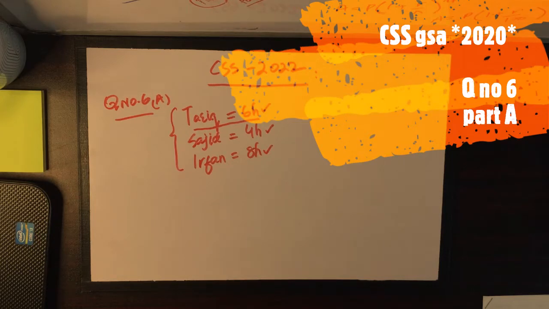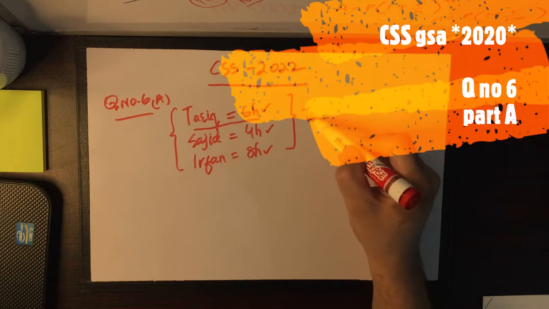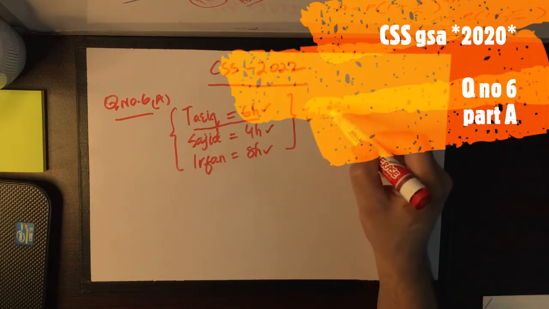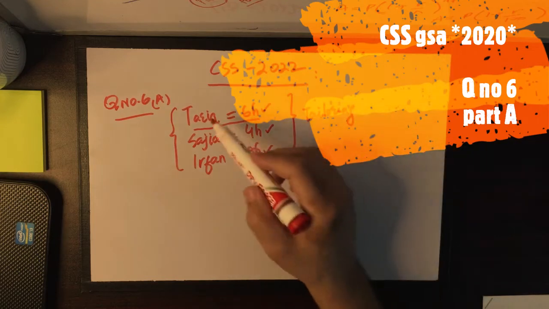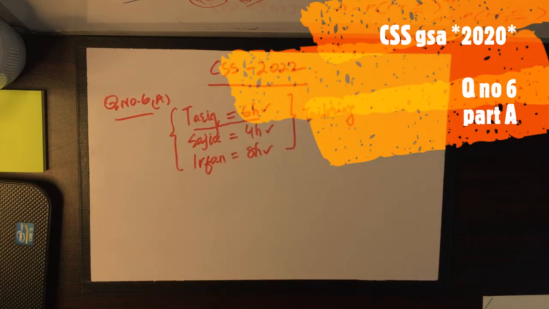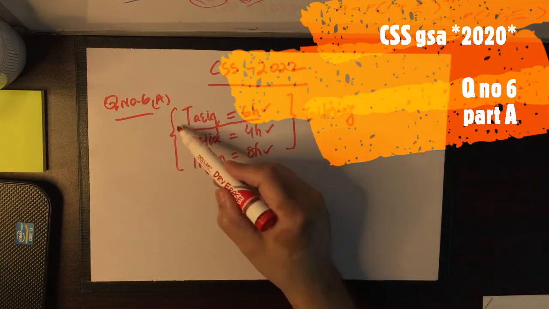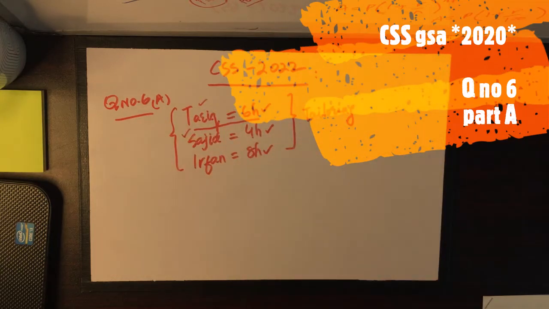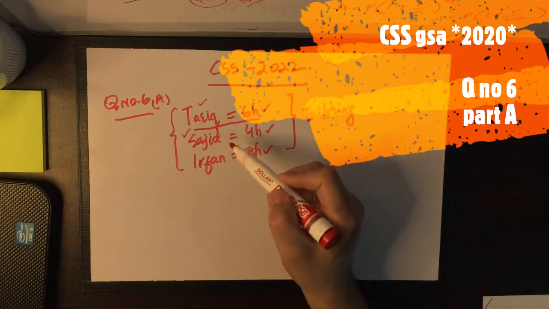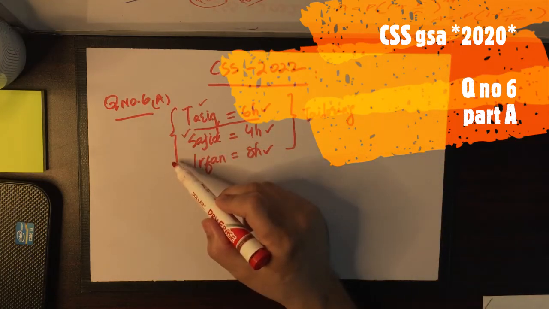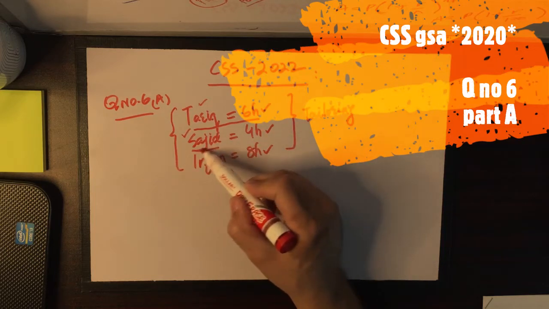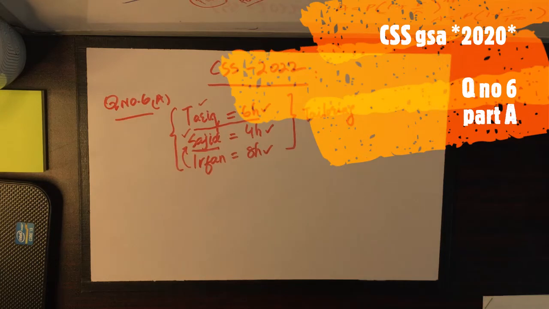What it asks us is that at the beginning, Sajid, Tariq and Irfan are 3 tailors, and it's a tailoring job. Tariq and Sajid start doing a job and they do it for 2 hours. Then Sajid leaves after 2 hours and Irfan replaces him. The question asks us, how long would it take to complete the work?